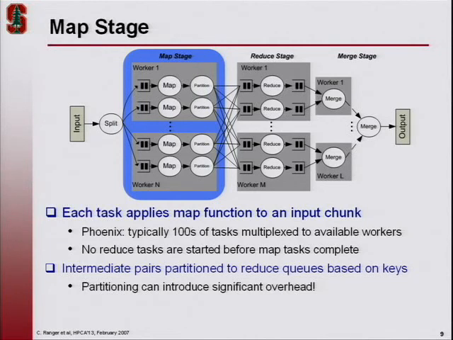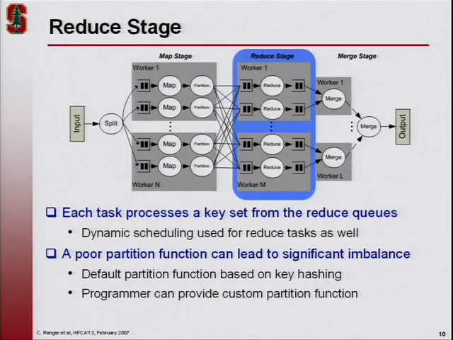After all the map tasks complete, the reduce stage starts. The reduce stage, again, is composed of worker threads where multiple reduce tasks run on each worker. The reduce task will process the data from the intermediate queues. If the partition function unevenly distributes the keys across the queues, there could be some work imbalance, which is why we use dynamic scheduling to help alleviate this problem when we run reduce tasks.